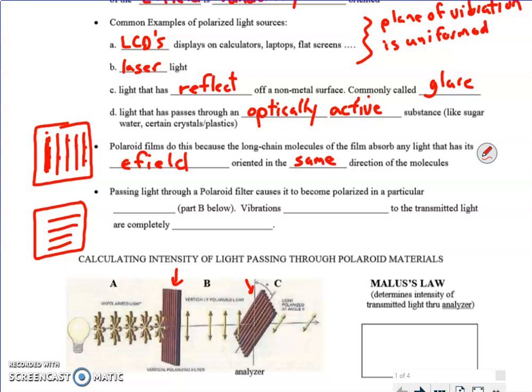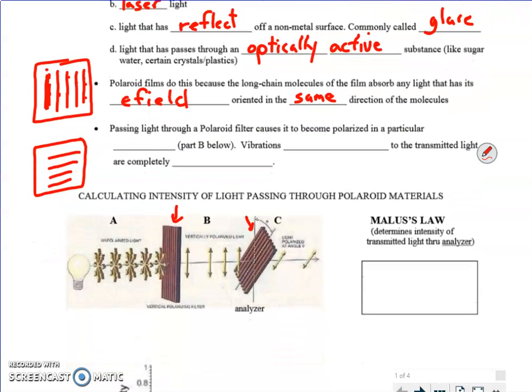Okay, so it's a selective filter where the selection is based on the orientation of those long molecules relative to the orientation of the E field vibration. If they match, it gets absorbed, kind of like a resonance. If it doesn't match, it passes through. So that's how you can selectively filter out light. Passing light through a Polaroid filter causes it to become polarized in a particular plane.